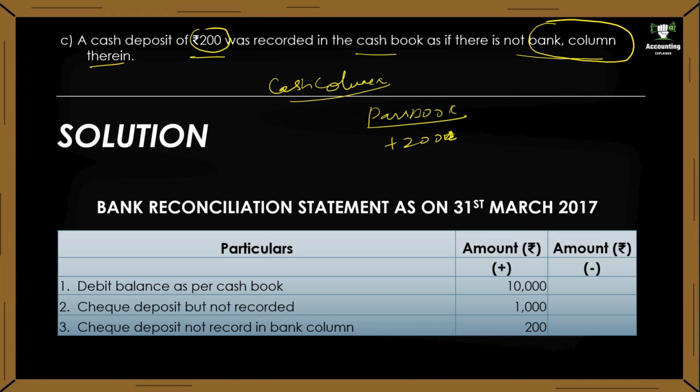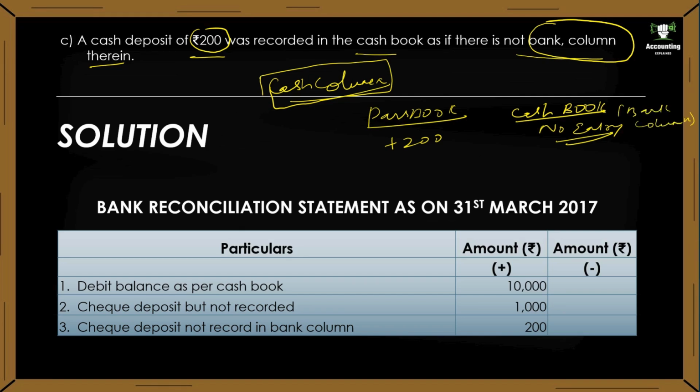Okay, but in the cash book, what have they done? They have not increased the balance. In the cash book, that is in the bank column of the cash book, this transaction is not made. Why is it not made? Because they have taken it to the cash column of the cash book instead of the bank column of the cash book. Okay, so this is the bank column.